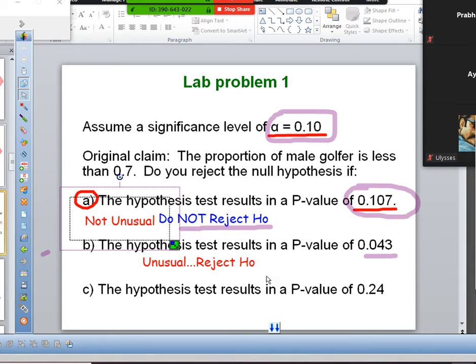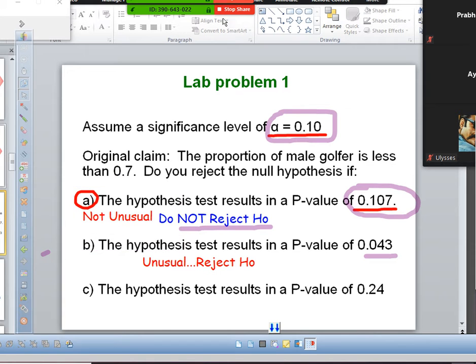Because H naught says that you are certain, H naught said that my deck had 50% red cards. If you get something unlikely, that means that you probably don't have 50% red cards. We got 6 red cards in a row. That means that we probably don't have 50% red cards because we got something unusual. If we had gotten 3 out of 6 or 4 out of 6 red cards, then we would say, okay, the deck could be 50%. We would not reject H naught. Are you guys understanding what I'm saying? Yeah.